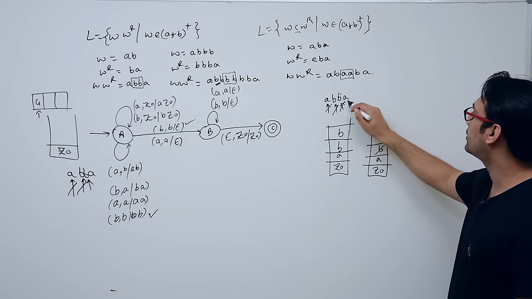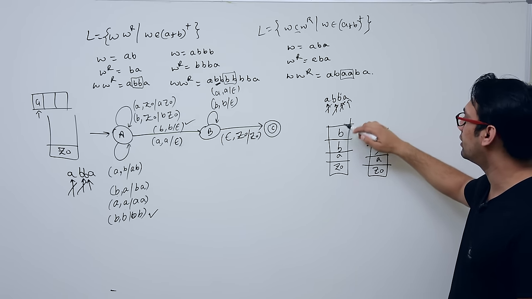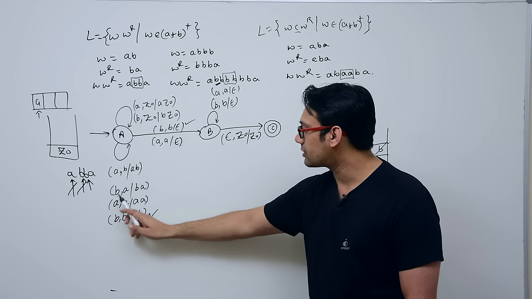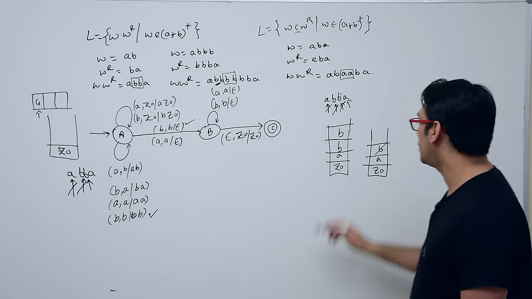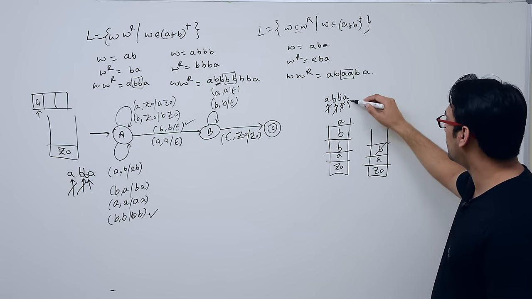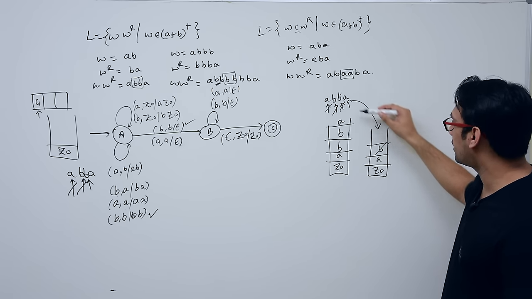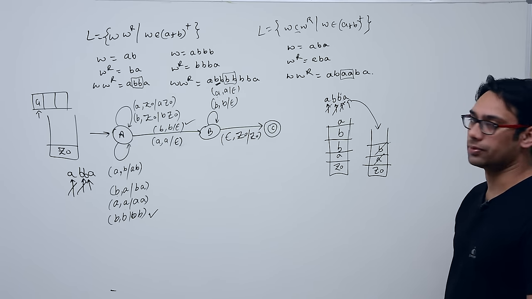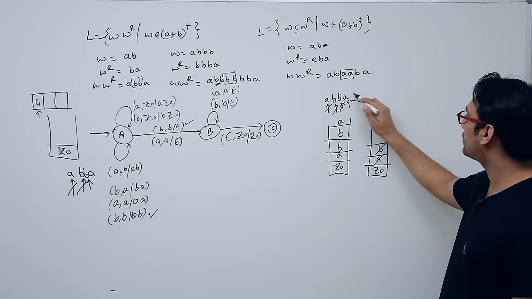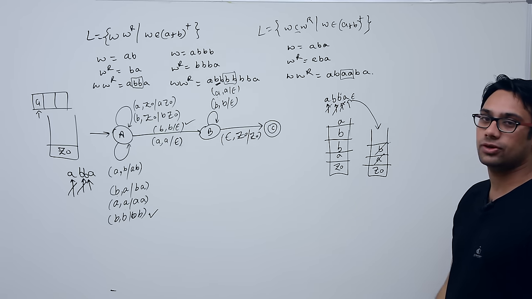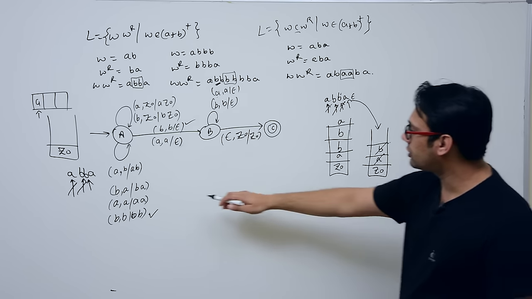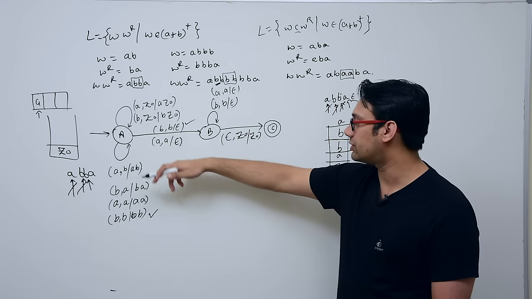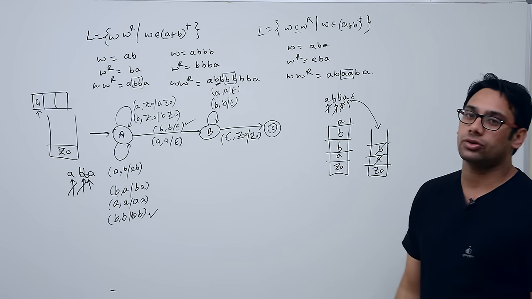Now the next symbol is A. If the next symbol is A and the stack is containing B, then we are going to push it in this case. And here, if the next symbol is A and the stack is containing A, we are going to pop it. After that, the string has ended, so there's an epsilon symbol. Now there is no transition for epsilon here. There's no transition which says that we are going to get an epsilon.